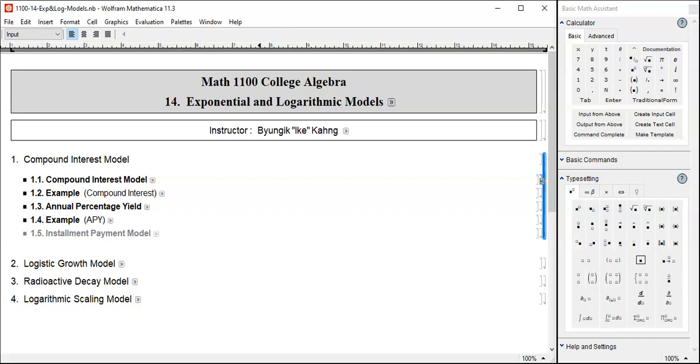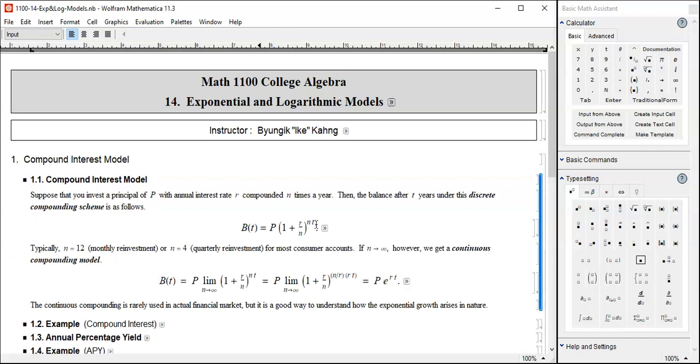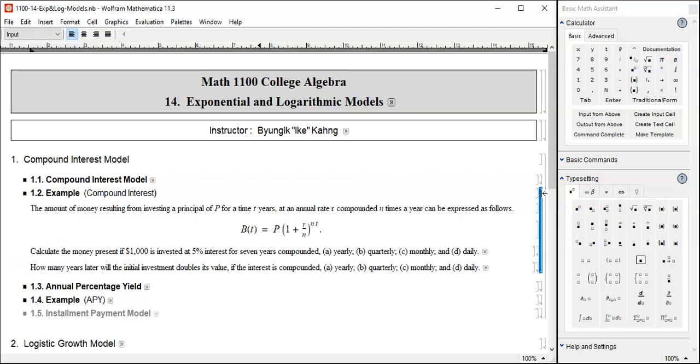Okay, we talked about the compound interest model and then its continuous version. And then we went through an example problem. Here's a model, and then for different n values, just calculate. And then the backward problem: how long will it take to double? So basically solve an exponential equation for different n values. We went through both of those.